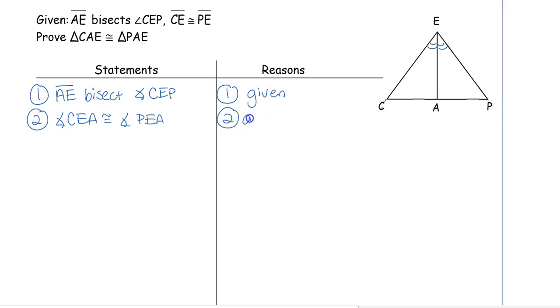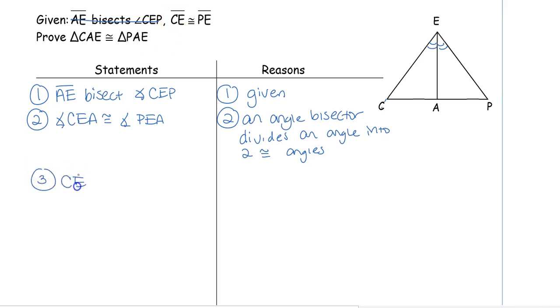How do I know that? Because an angle bisector divides an angle into two congruent angles. So we use the given, we showed something to be congruent. Only once I show something congruent can I move on to the next given. So the next given piece of information is that CE is congruent to PE. We like those kind of givens because I don't have to do anything about it. I have the information provided. All I have to do is mark up my diagram. Segment CE is congruent to segment PE.